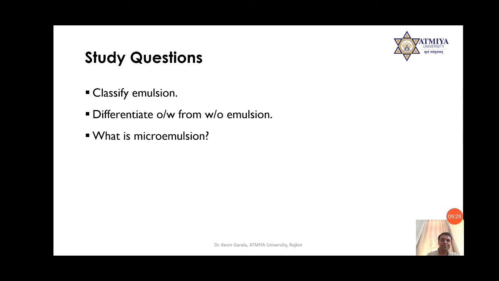Okay, next one, differentiate oil in water from water in oil type of emulsion. So you need to give the difference, what oil in water is and what water in oil type of emulsion is. I think by looking at the previous slides you are able to answer what oil in water and water in oil type of emulsion are, and what a micro emulsion is. Likewise, such questions are there.